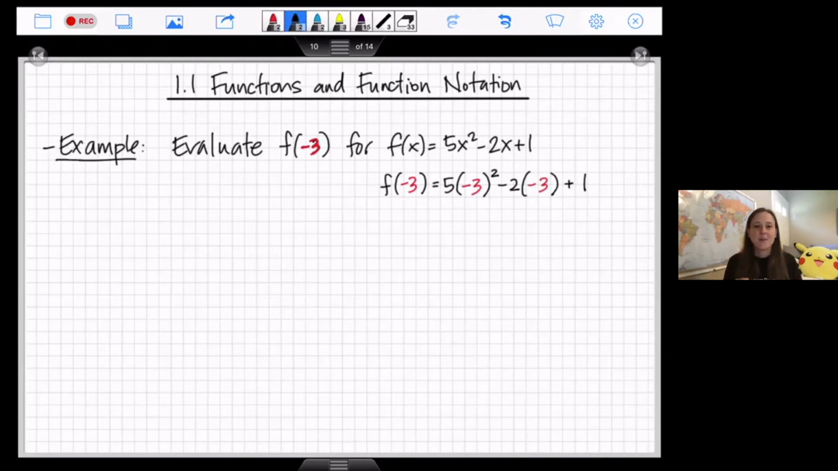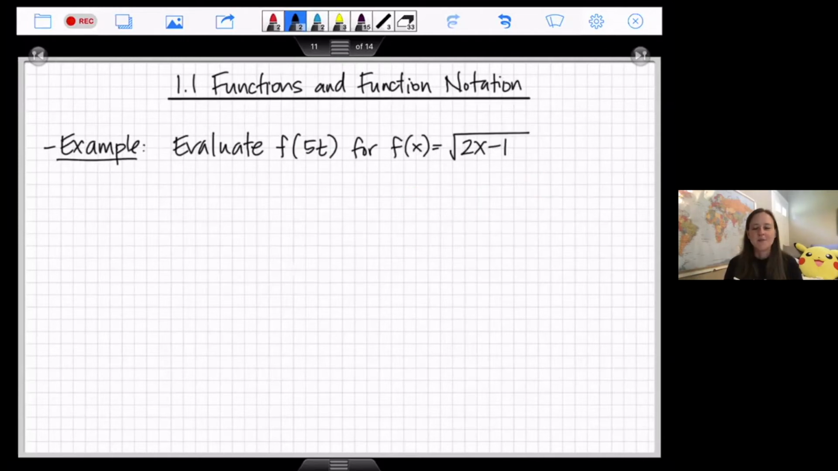And then we just do some PEMDAS to simplify. First I'm going to handle this exponent, -3 squared is +9. -2 times -3 is +6. Plus 1. Take care of the multiplication. This is 45 plus 6 plus 1, which is 52. That tells us f of -3 is equal to 52. When x is -3, y is equal to 52. Let's try a few more.